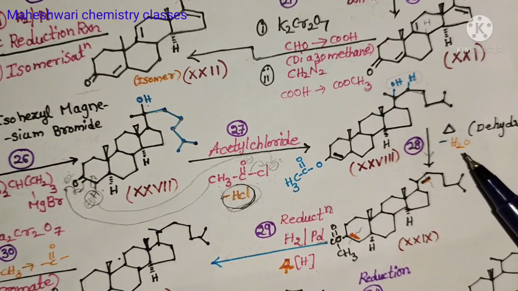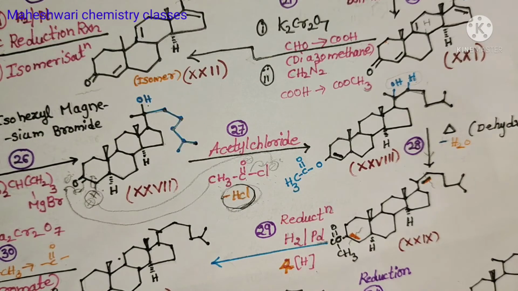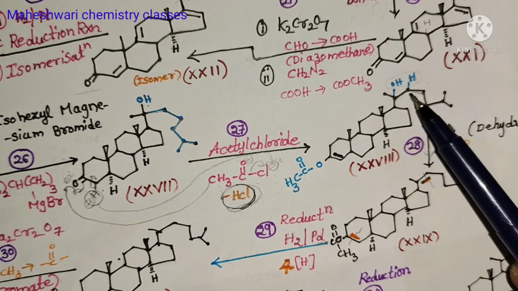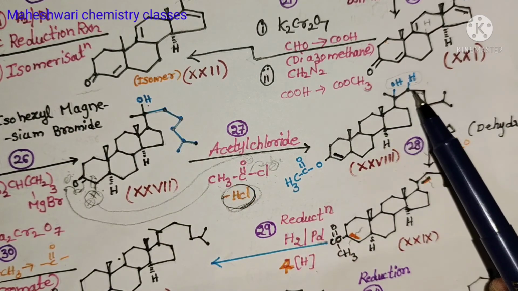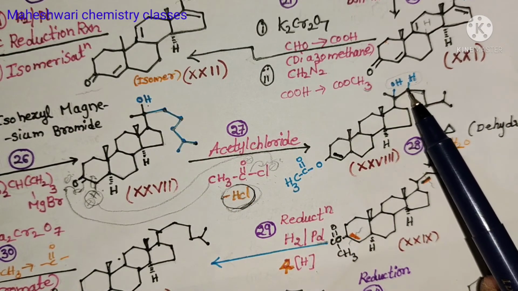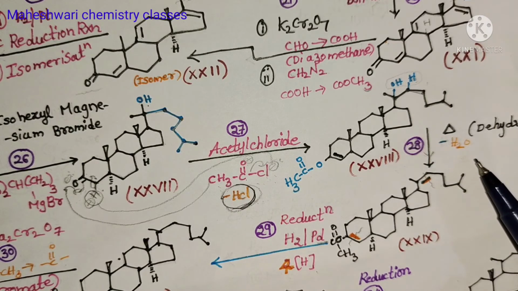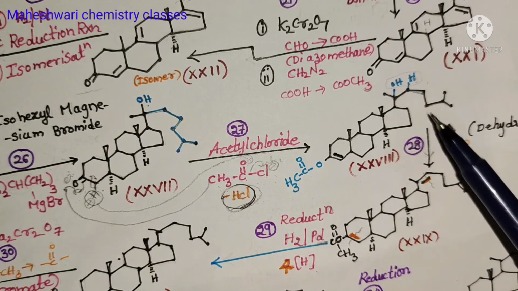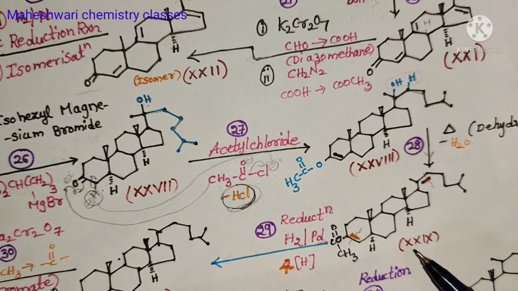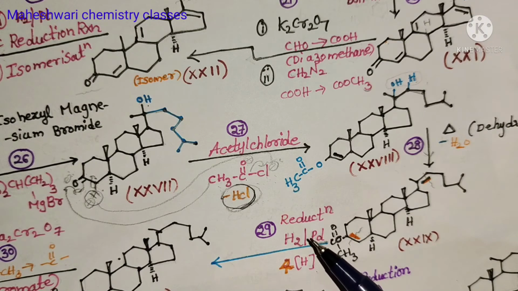This 28th compound is again heated, and at that time dehydration occurs in the isohexyl chain. Here OH is there, right? This OH and the beside carbon containing hydrogen are both eliminated as water. At that time here pi bond formation occurs. This is our 29th compound. This 29th compound again undergoes reduction in the presence of palladium.